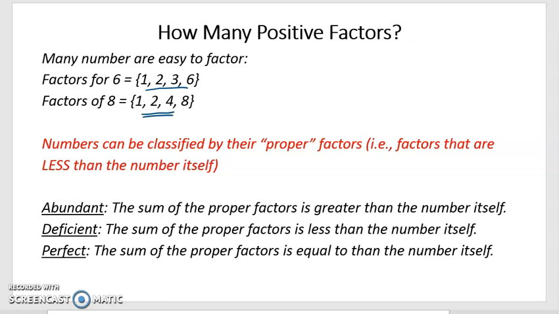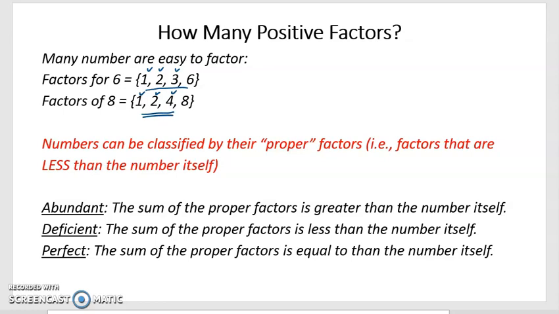This leads to something that's a little bit of an aside, but I think it's nice to talk about. Numbers can be classified by their proper factors. A proper factor, that's a tongue twister, is a factor that's less than the number itself. So the number 6 has 3 proper factors, 1, 2, and 3. The number 8 has 3 proper factors, 1, 2, and 4.